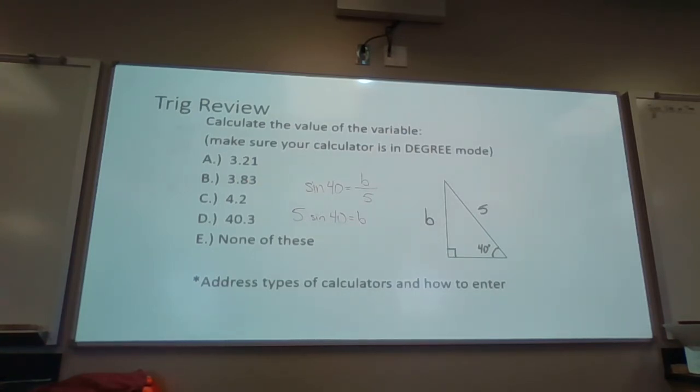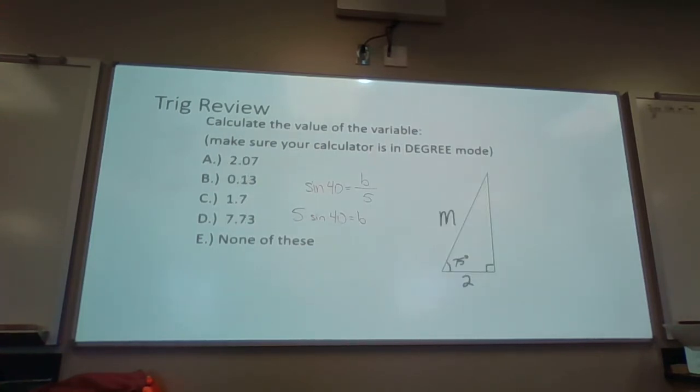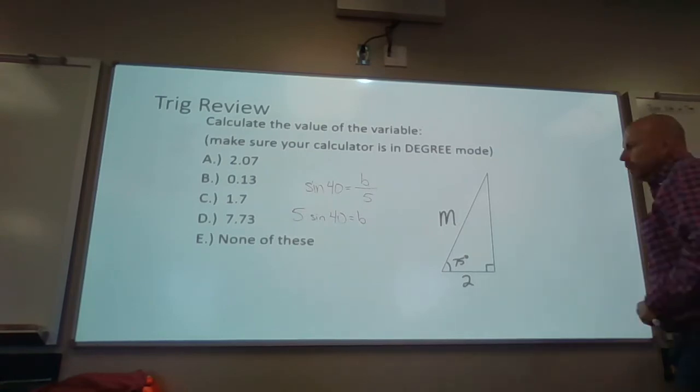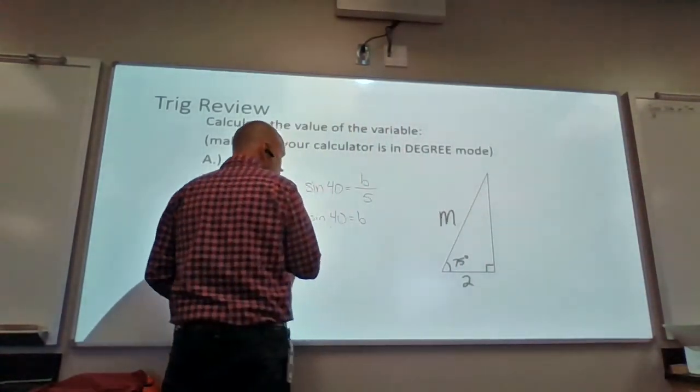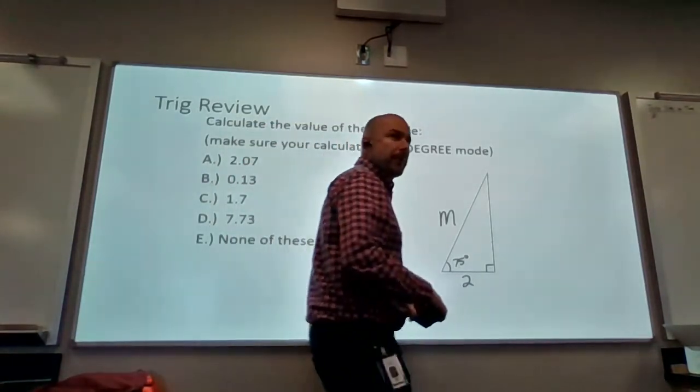Does that make sense? You hit 40, then the sine button, and then times 5. You have to do it that way. Okay? And the correct answer is A. Good? Okay. All right. Next problem. Call me over if this was a struggle, if you did not get the previous problem 3.2.